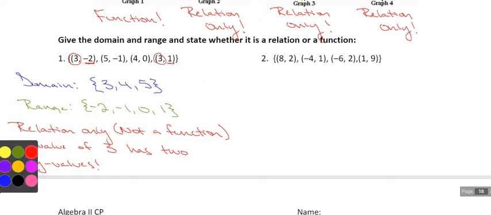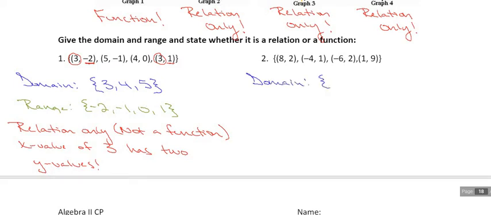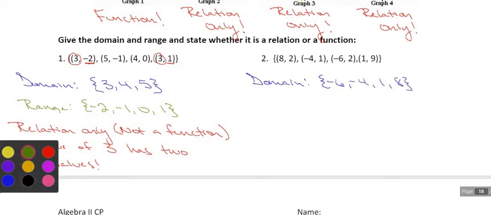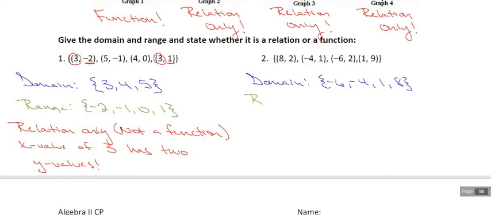What about our next example? Well, if we talk about our domain, if we go in order, we've got -6, -4, 1, and then 8. And in terms of our range or our y values, we've got 1, we have 2 2s, and we've got a 9, so 1, 2, and 9.